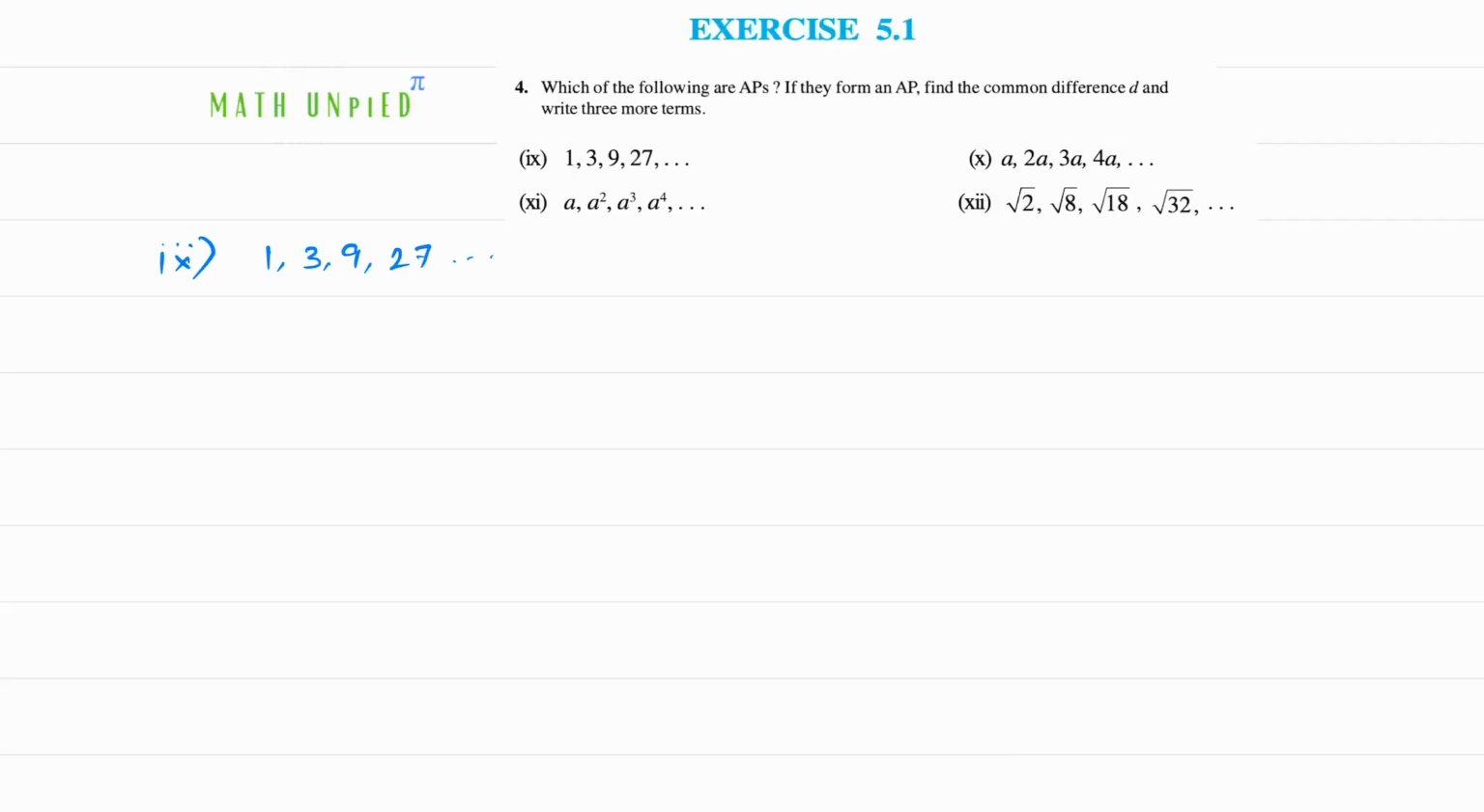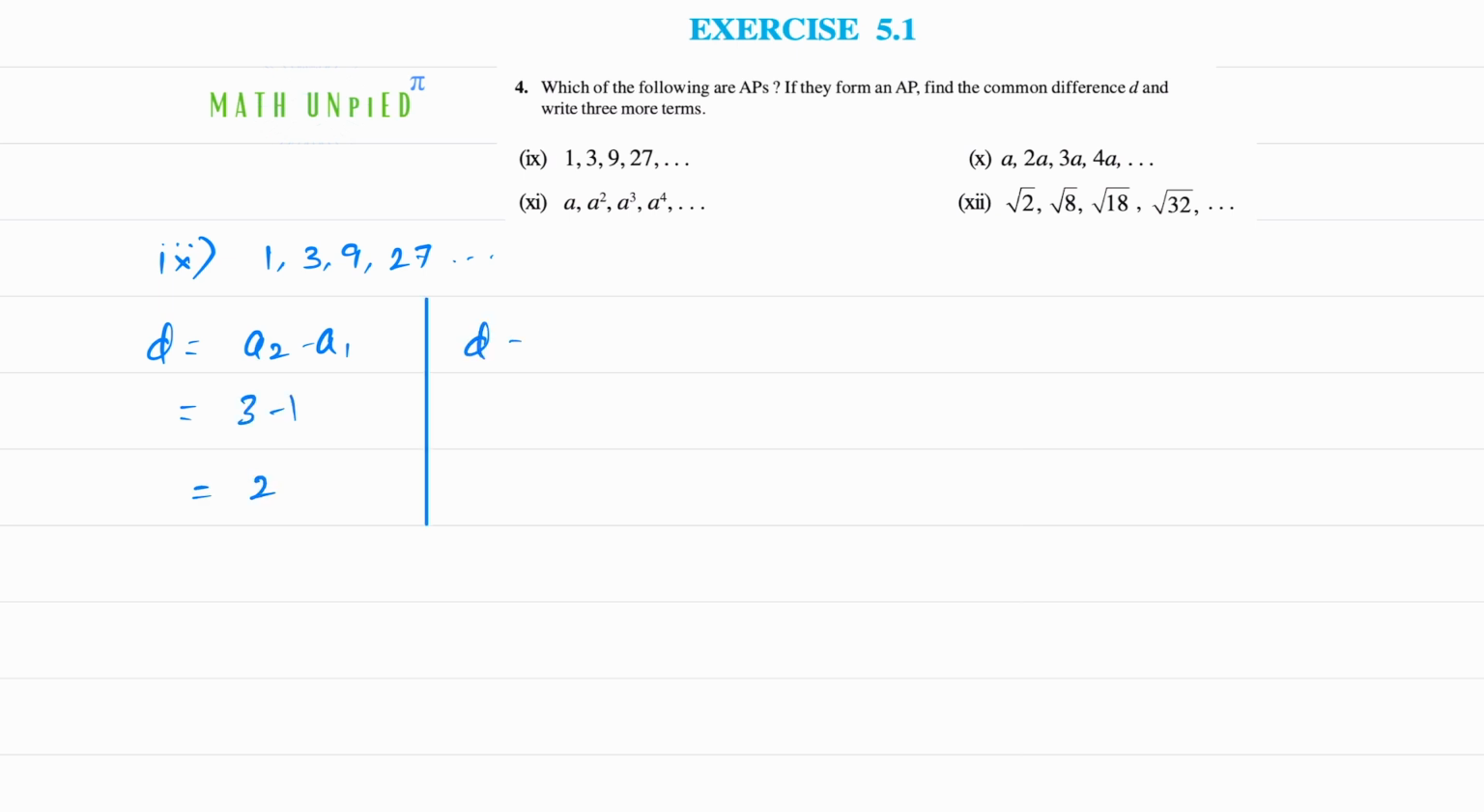Let's move on to subdivision 9. The series goes like this: 1, 3, 9, 27 and so on. So let's find the difference. So D equals A2 minus A1 for the first two terms. So this is 3 minus 1, which is equal to 2.